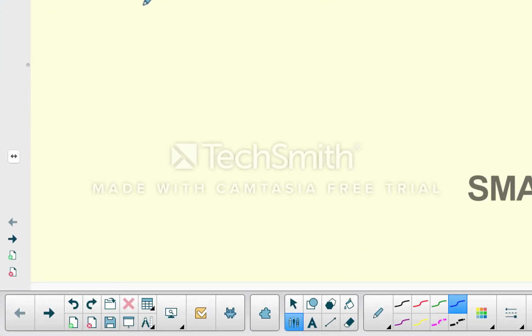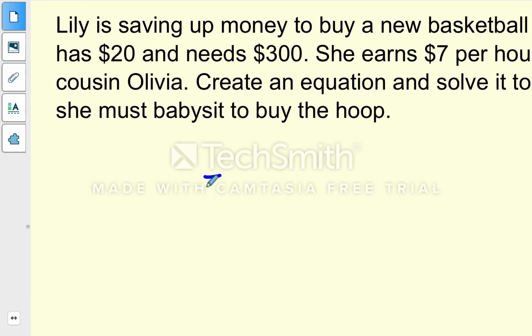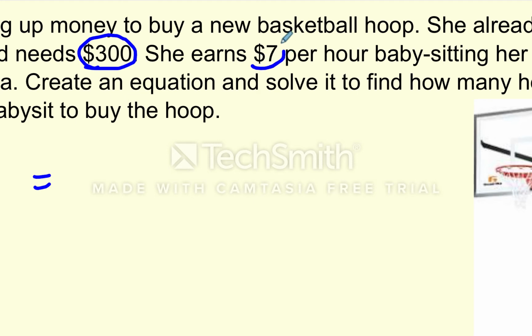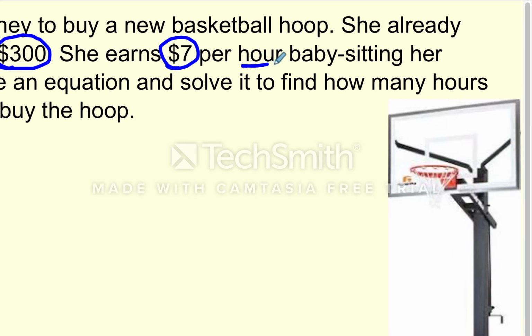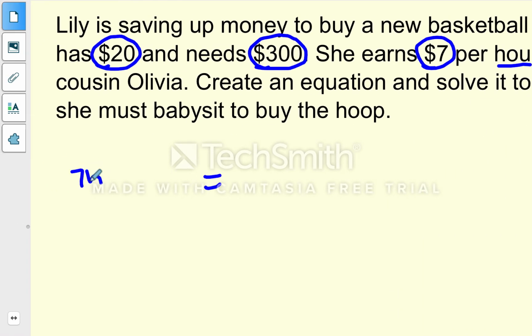The equation, of course, will have an equal sign. And then there are a couple of ingredients they give us here. She already has 20 bucks and she's going to need 300 and she's earning $7 per hour. Now, I don't know how many hours there are, so I'm going to assume that's the variable. So $7 each hour, that's how much money she's going to have, plus the 20 that she starts with, and that's going to give you, eventually, we hope, $300 to buy a new hoop, work on that jump shot.